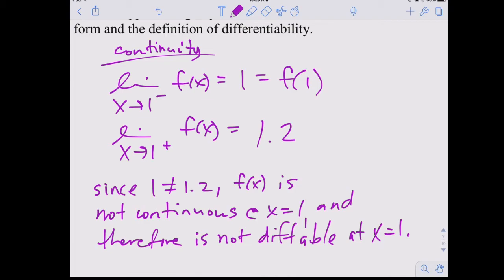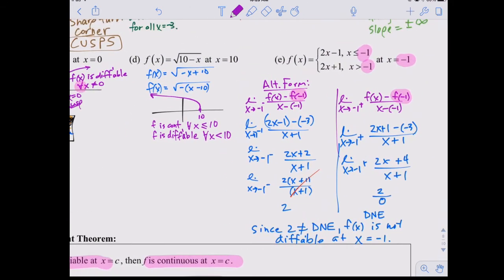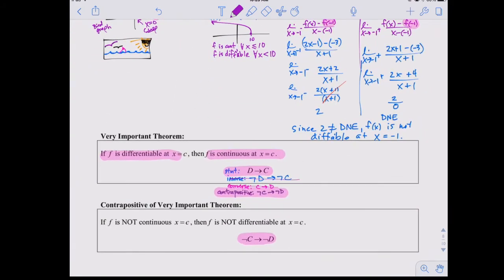It's a little bit faster than the alternate form. If you did the alternate form, like we did up here on example E, you would get a similar result down at the bottom. You would get either two numbers that were not equal to each other, or one of them not existing, or both, possibly.